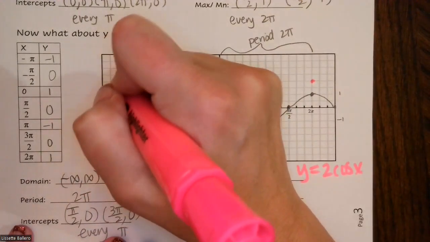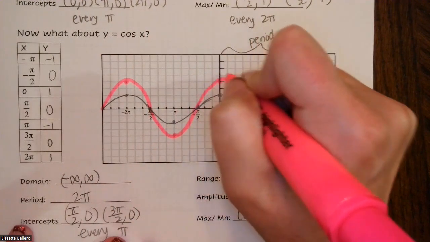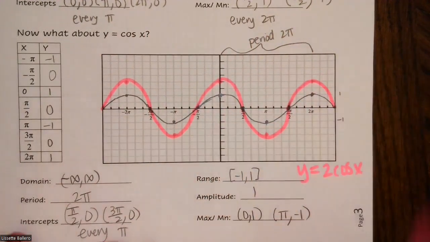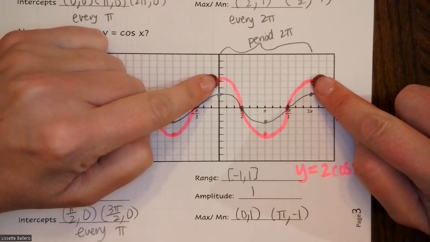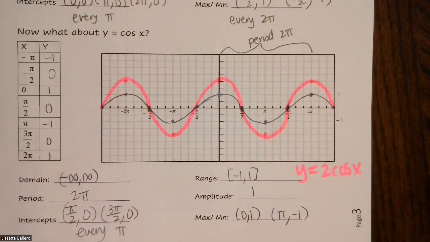And so our graph now looks like that. That's what that vertical stretch looks like. We still have a full cycle from 0 to 2 pi, but it is going up higher and it's going lower there. That's that vertical stretch by 2.